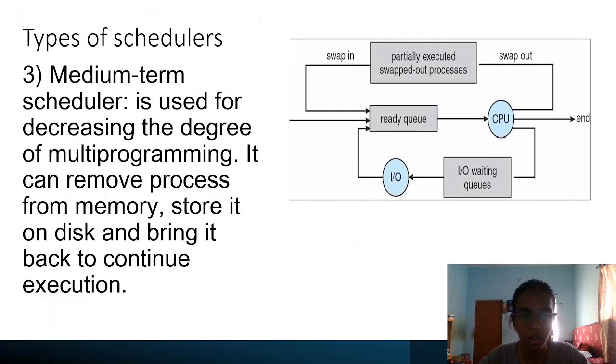Medium-term schedulers. It is used for decreasing the degree of multi-programming. Medium-term schedulers can remove a process from memory, store it on disk, and bring it back to continue its execution. This is done when the process has a longer burst time and there are more urgent processes that need to be executed, or when the process needs a response from other processes such as input or output devices.